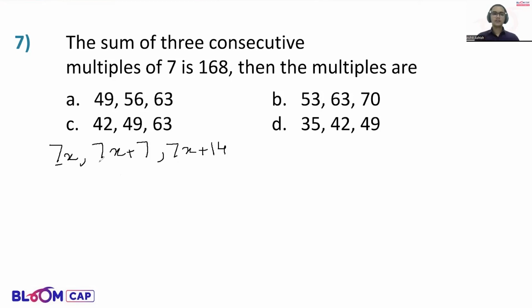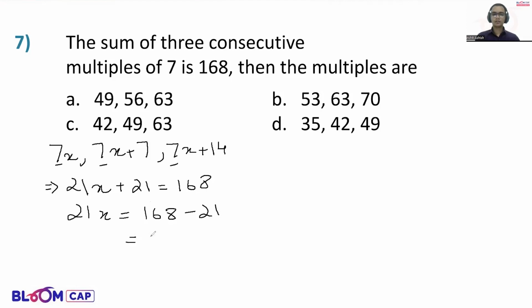Let's add these. 7, 7, 7 is 21x, plus what? 7 plus 14, it's also 21. Plus 21 is equal to 168. Now we know how to solve this. You just move this 21 from the left hand side to the right hand side, and here it will become minus 21. This will come out to be 147 and 21x. Now what is x? x is nothing but 147 upon 21, which is equal to 7. Therefore, x is equal to 7.